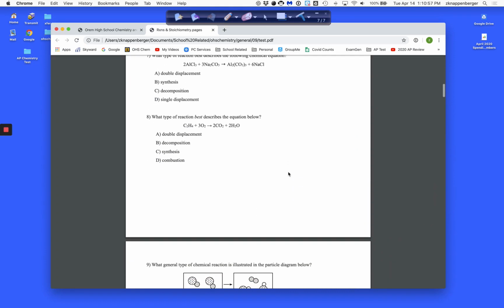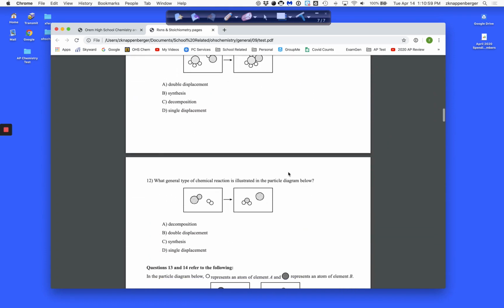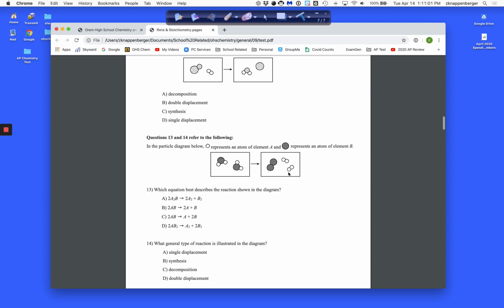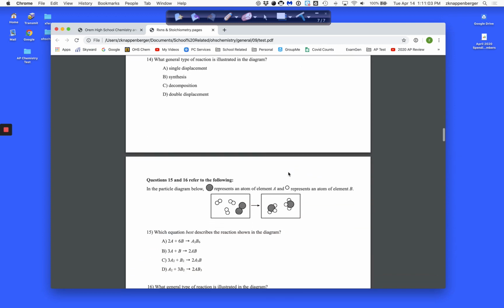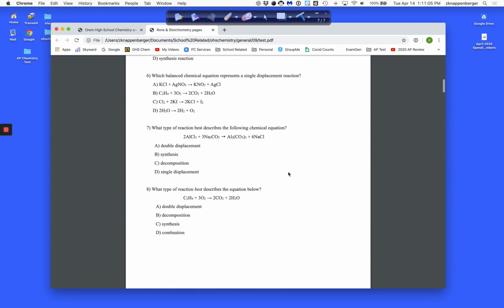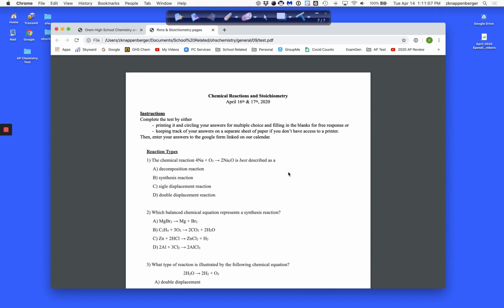Clicking here, you'll see that the test is a PDF document. It's actually 12 pages long. Don't be intimidated by that. These questions are largely multiple choice, and consequently the test got long. When you access the test, you have a couple options in terms of the way that you approach taking this.